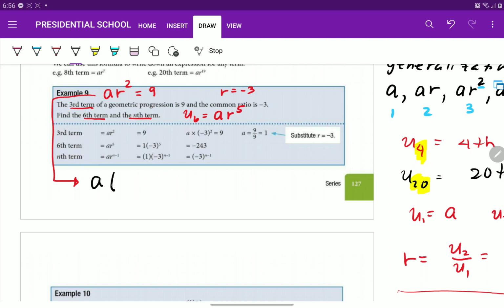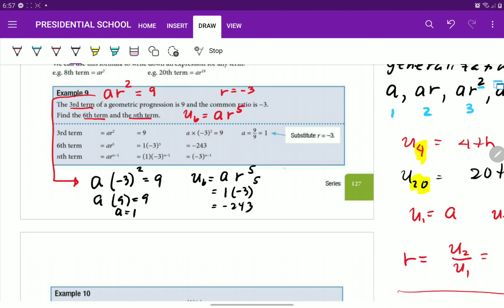Alright, so it says a r squared, so that is a times negative 3 squared is equal to 9. Alright, therefore a times 9 equals 9, so therefore a is equal to 1. So the first term is equal to 1. If the first term is equal to 1, u sub 6 now is equal to a r to 5. So that is equal to 1 times negative 3 raised to the power of 5, which is equal to negative 243.